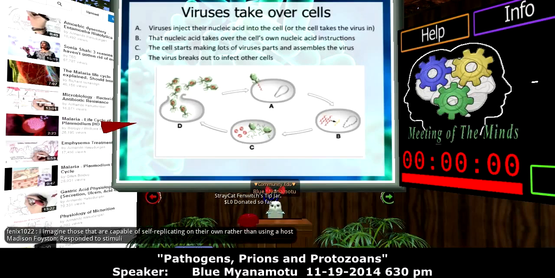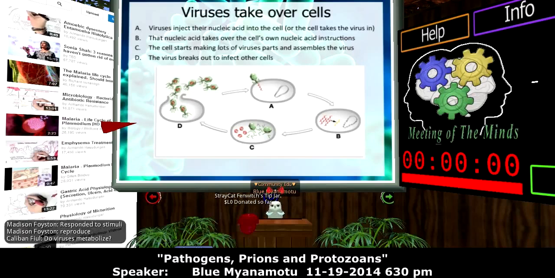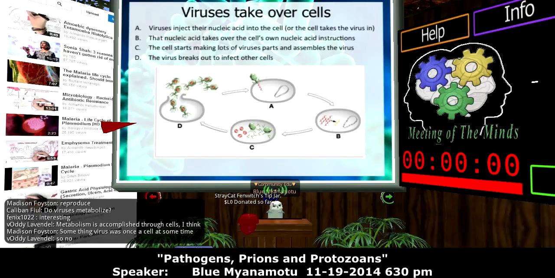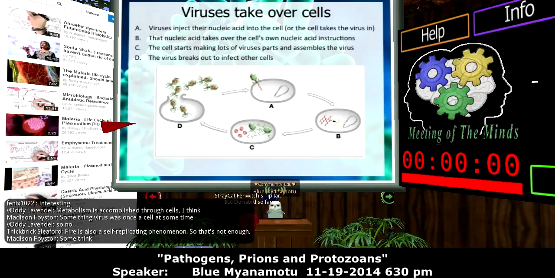Rune is saying here, I imagine those that are capable of self-replicating on their own rather than using a host could be. It could be, but then again, most recently, in fact, there's scientific evidence that nucleic acids, DNA itself, can be replicating, which is really fascinating stuff. Do viruses metabolize? No, they do not. They actually, Caliban, need to have a host in order to replicate. They have to have a living cell in order to replicate. Otherwise, they're actually just nothing. They're just this protein with DNA.